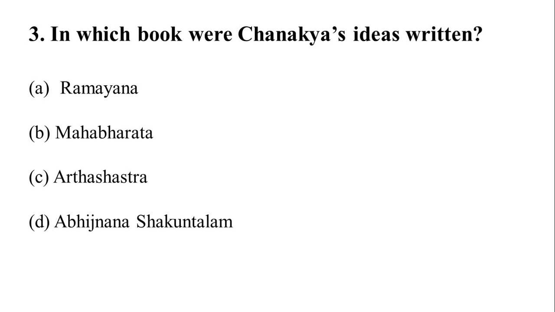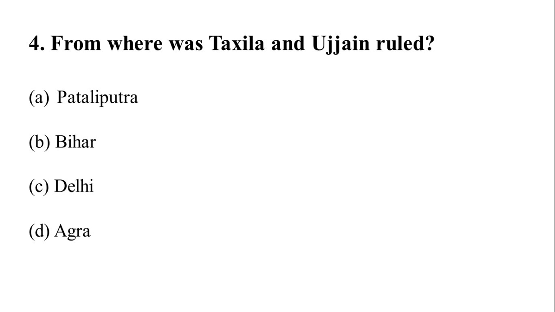Question 3. In which book were Chanakya's ideas written? Option A Ramayana, option B Mahabharata, option C Arthashastra and option D Abhijnana Shakuntalam. Your correct answer is option C, Arthashastra. Question 4. From where were Taxila and Ujjain ruled? Option A Patliputra, option B Bihar, option C Delhi and option D Agra. Your correct answer is option A, Patliputra.